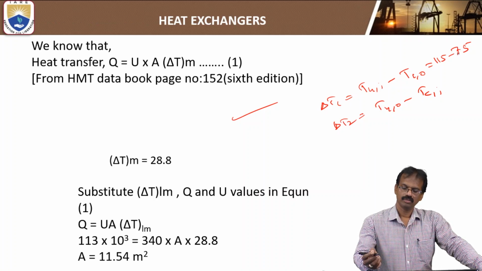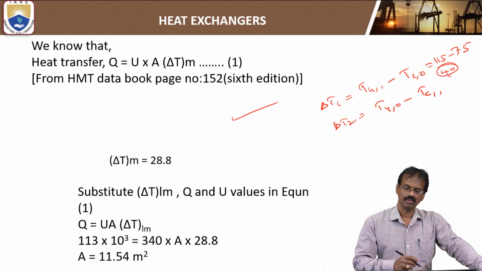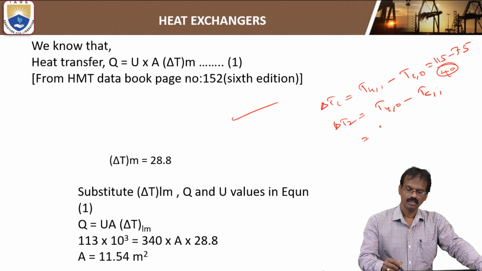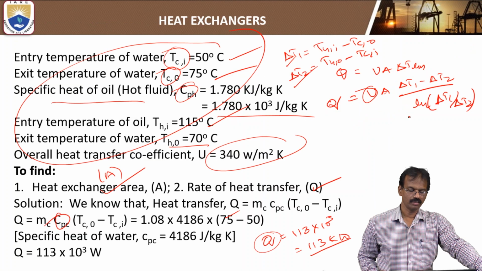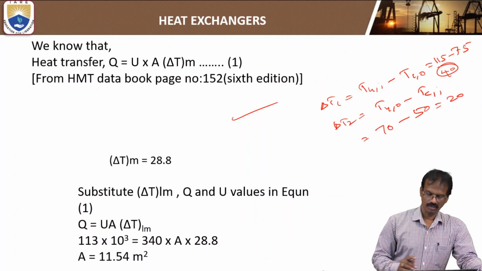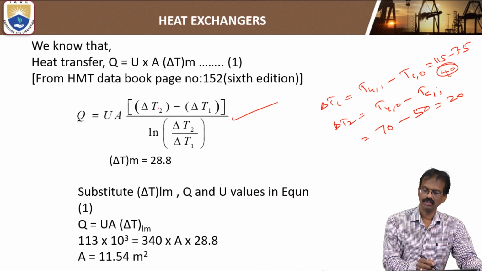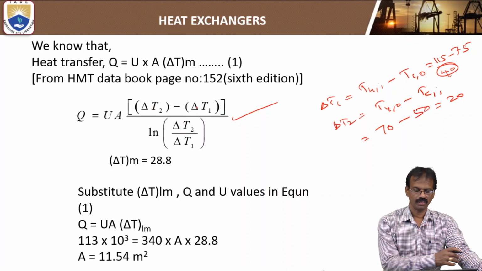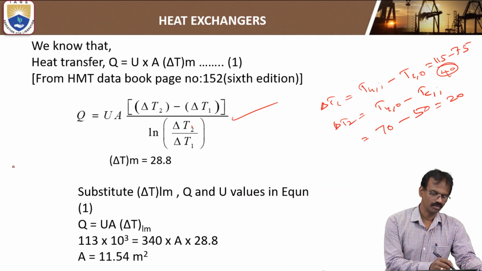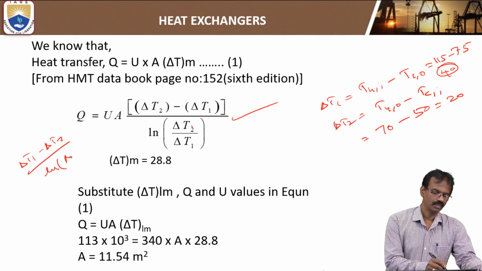Okay, 40. So this is the value. Similarly, ΔT2 is given by 70 minus TCA, and TCA is equal to 50, so this value is equal to 20. Okay, so if you substitute here in this formula, what is the formula? ΔT1 minus ΔT2 by ln(ΔT2 by ΔT1), or you can take it like this also: ΔT1 minus ΔT2 by ln of ΔT1 by ΔT2. Those are the formulas.